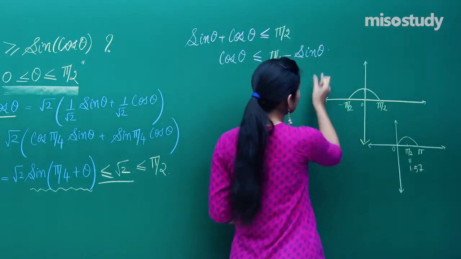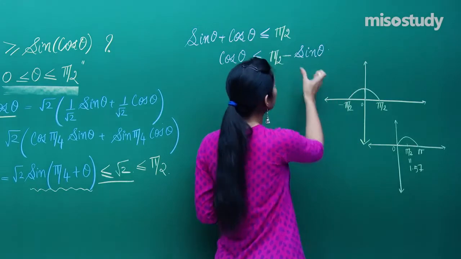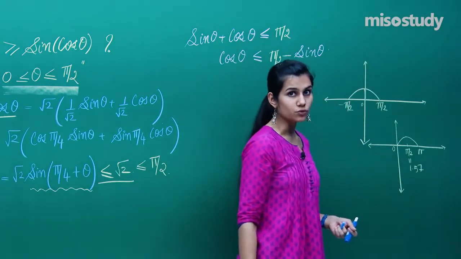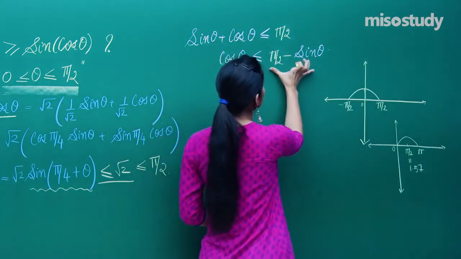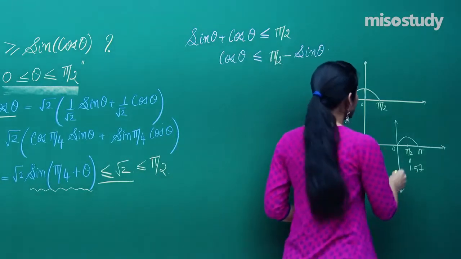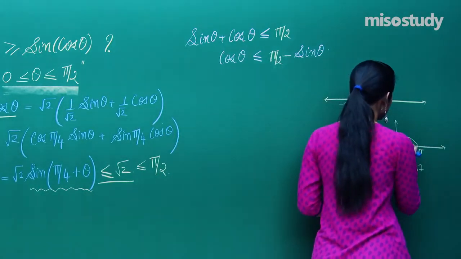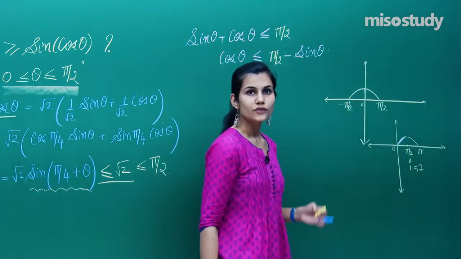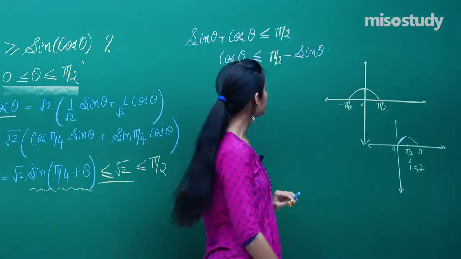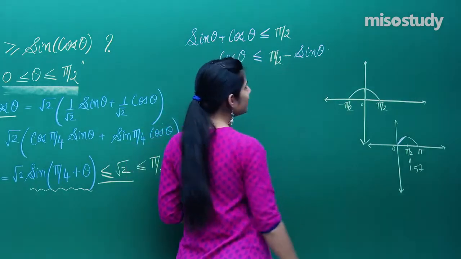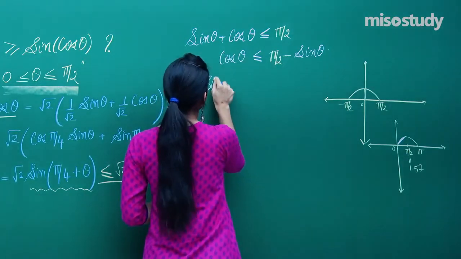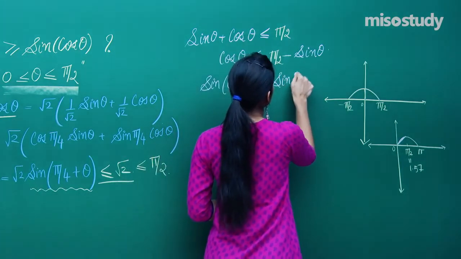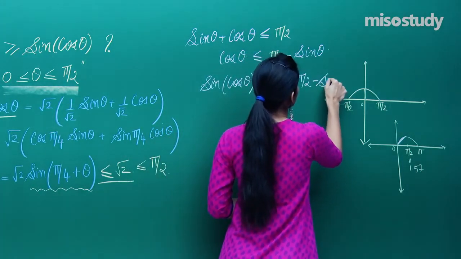And in fact, if theta is from 0 to pi by 2, you won't believe pi by 2 minus sine theta is also here itself from 0 to pi by 2. That means this entirely is also ranging from 0 to pi by 2. In the range of 0 to pi by 2, sine theta is an increasing function. Therefore, if cos theta is less than or equal to pi by 2 minus sine theta, then sine of cos theta is less than or equal to sine of pi by 2 minus sine theta.